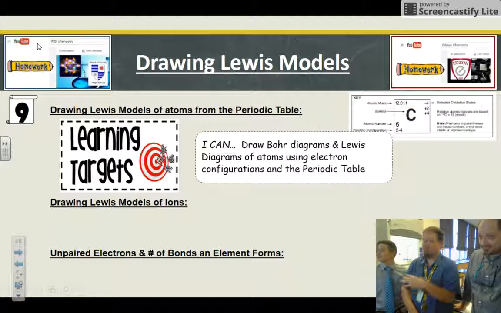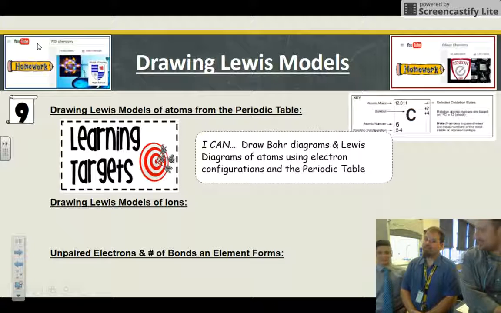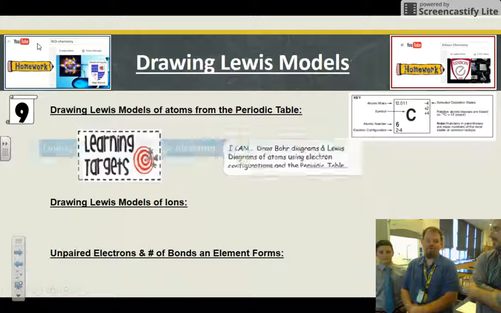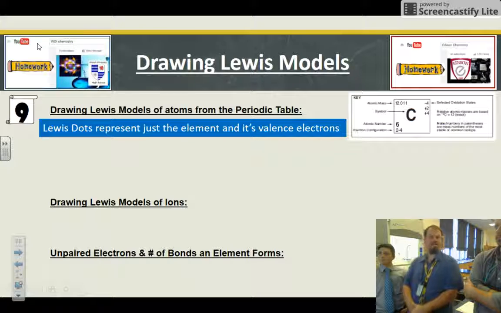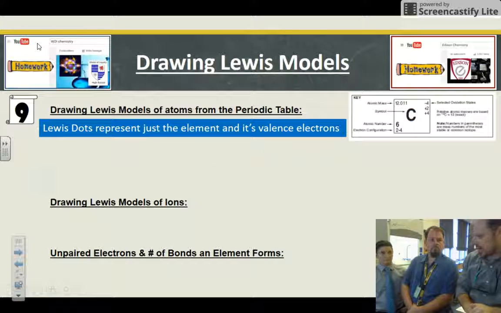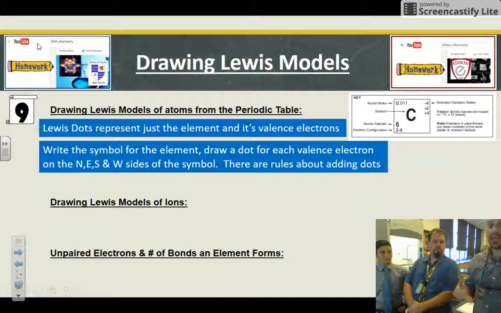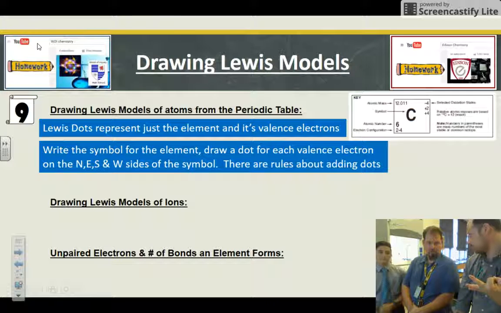Same learning target, except for this one we're going to focus on Lewis. Same, but different. Because Bohr and Lewis, here we go with the Lewis. All we need to do with Lewis dots is represent the element symbol and the number of valence electrons. So those super common letters everybody knows are going to take the place of protons, neutrons, and kernel electrons in our models.